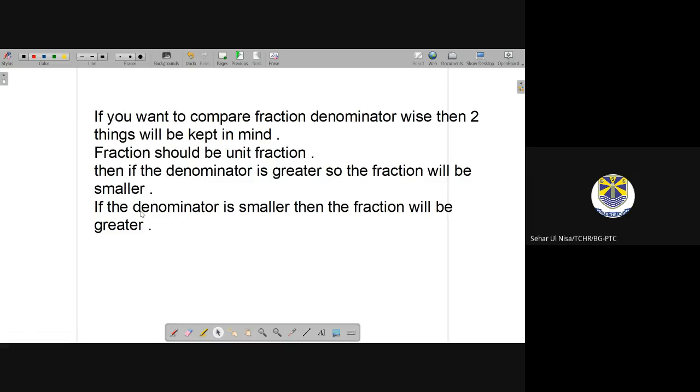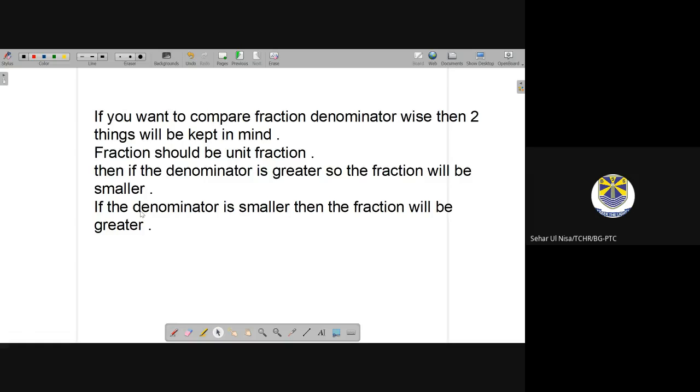So as you can see in question number 1, in all parts, is the numerator 1 or not? Teacher, 1. Yeah, so you can apply these things. So the numerator is 1. Okay, now you will see if the denominator is greater, then the fraction will be smaller.